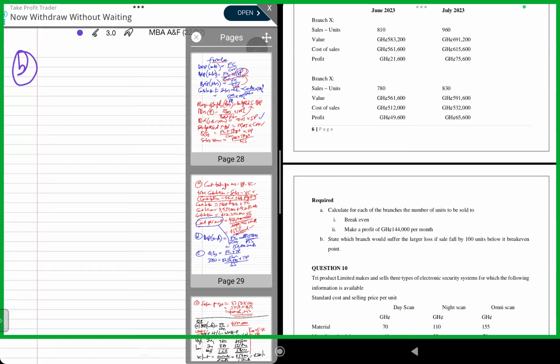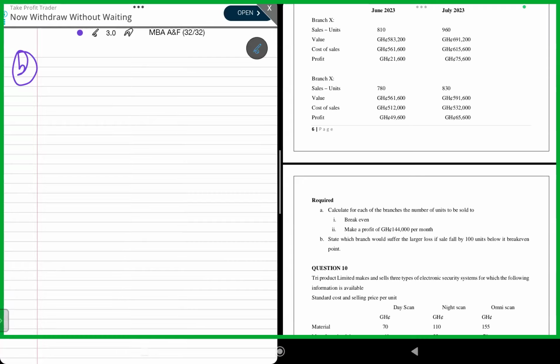So, in other words, if the business sells below 150,000 units by a shortage of 100 units, what will be the loss? We'll say target loss will be equal to the 100 units which will be short, multiplied by the contribution, because this contribution will give us what? 36,000 loss.